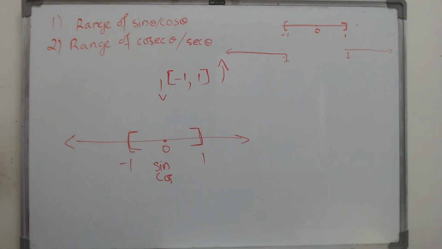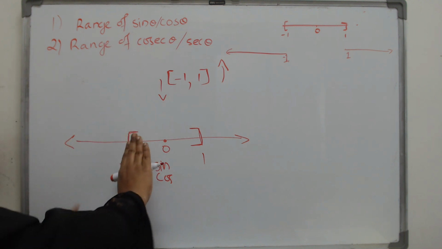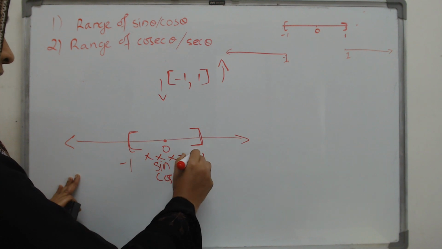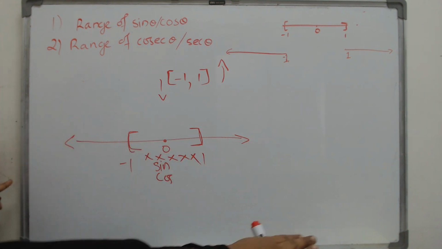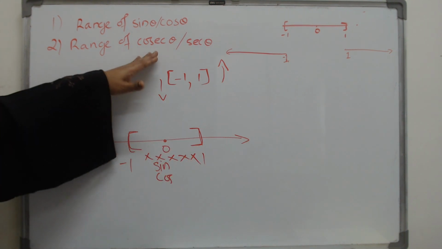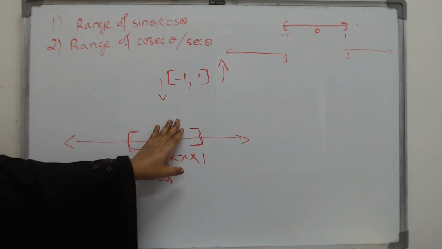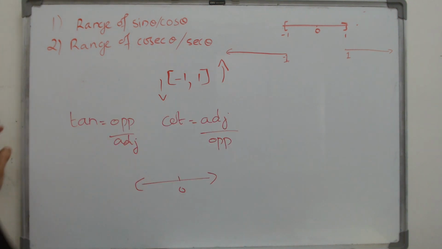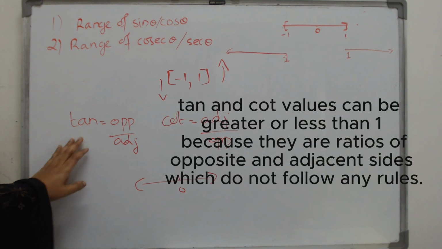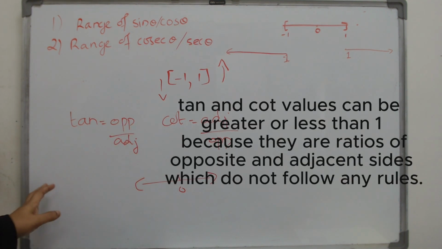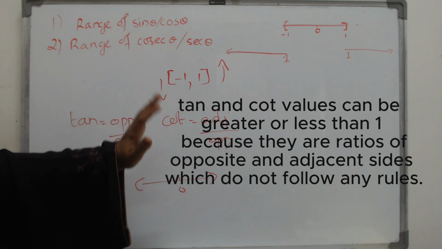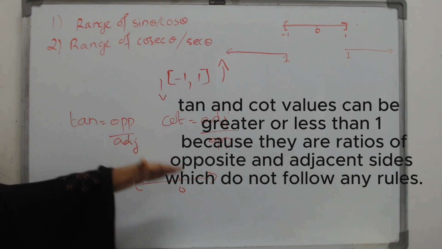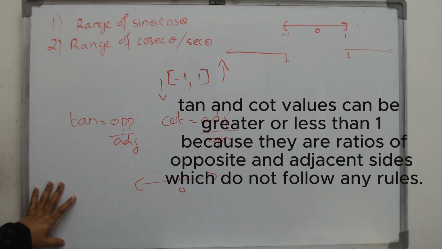But then your sec and your cosec will not lie here. This is just for sine and cos. They will not go outside this. But your sec and cosec will not come inside this. They will be all over the other place. And the good news is your tan and your cot have no such limitations. They can go wherever they want. The whole of the number line, your tan and your cot you can find anywhere in the place.